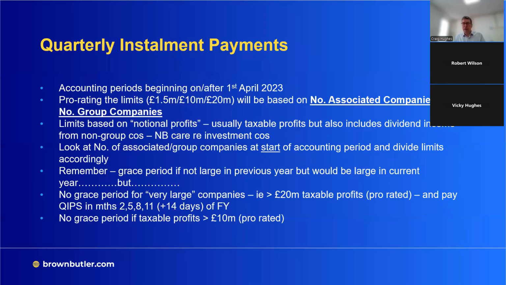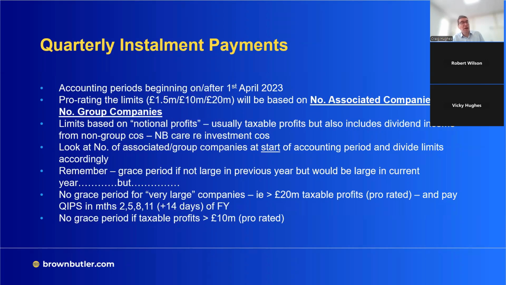And the quarterly installment dates mean that you pay all of your tax in year for very large companies. For large companies, you pay 2 installments in year and 2 installments after the year. An important point to note around this 10 million pound limit, even if you're not very large, if profits are more than 10 million pounds, you're still in the quarterly installment regime for large companies in terms of payment dates, but there is no grace period.